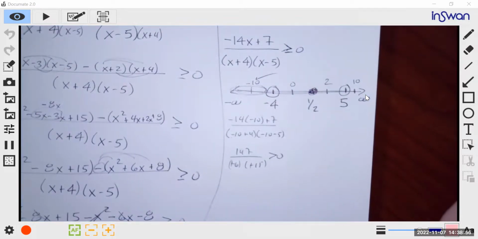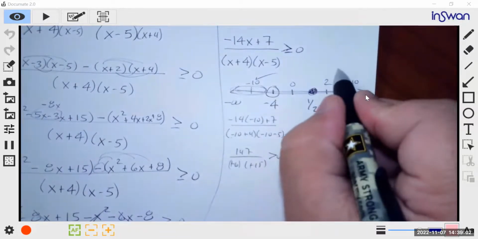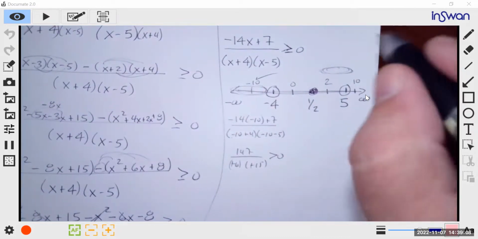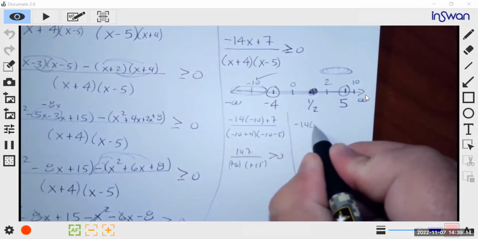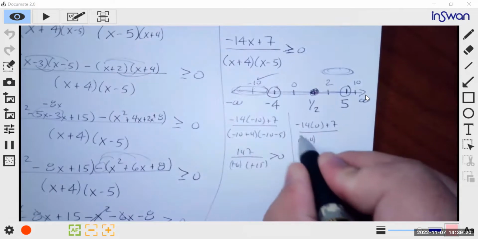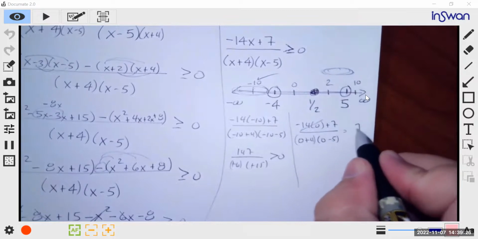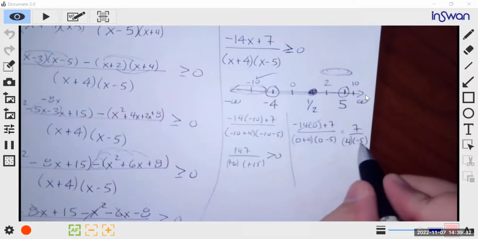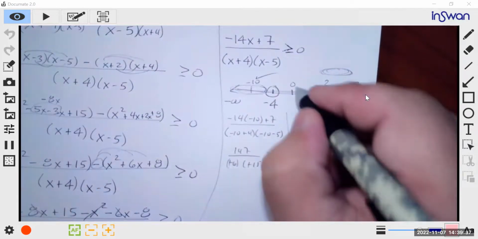At this stage, without doing the rest of them, I'm gonna guess the next one is gonna be this one. Let's work it out and find out. So let's try 0. Negative 14 times 0 plus 7, over 0 plus 4, 0 minus 5. So it's positive 7, positive 4, negative 5. Only one negative, so the whole thing's negative. Is it greater than 0? No, so we can't use that.